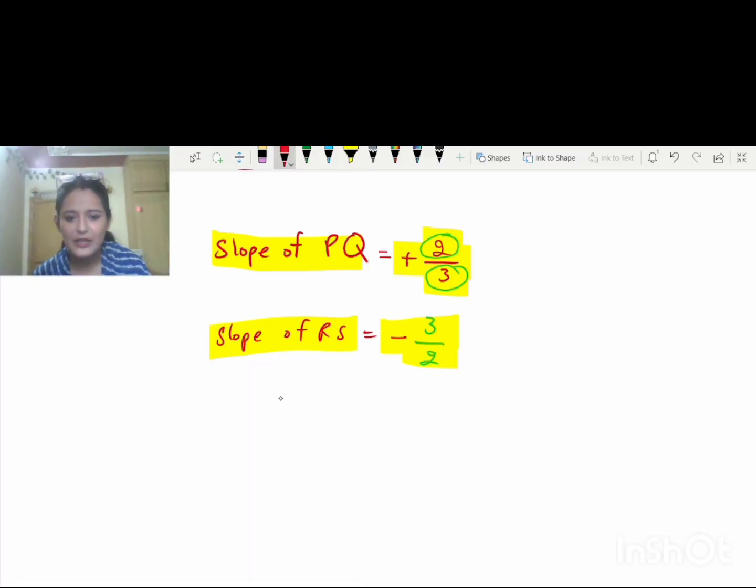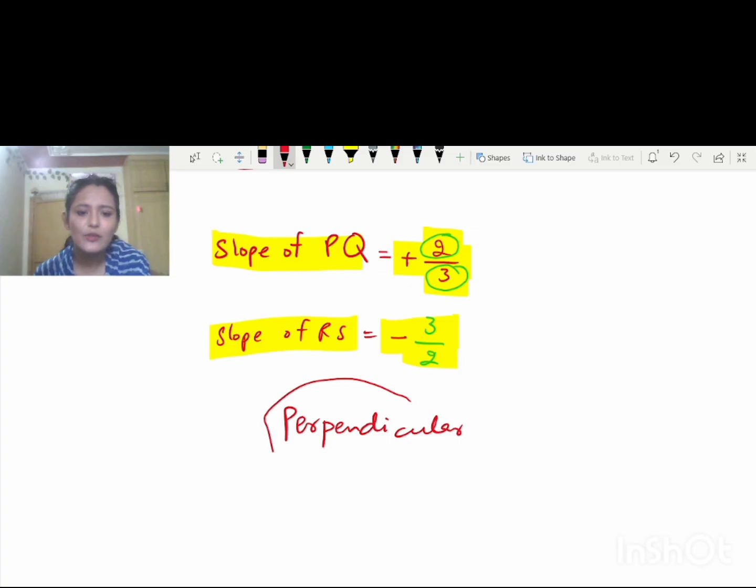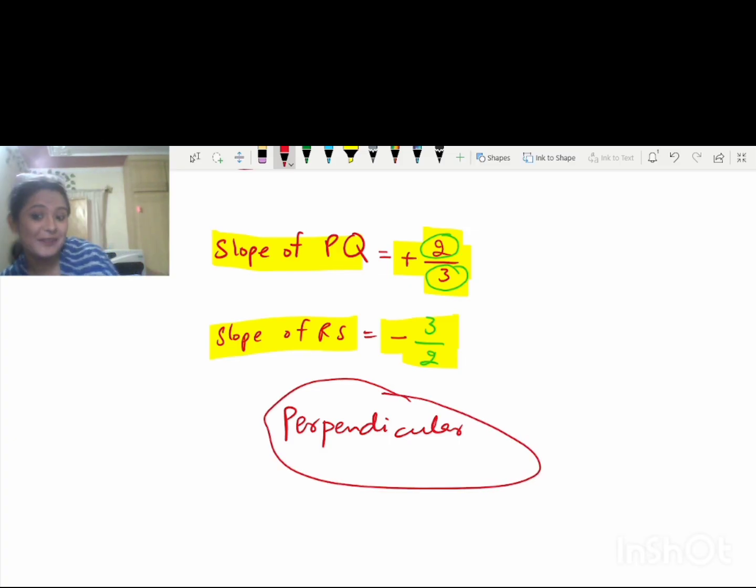Very important point. How can we tell, by seeing the slopes, whether the lines are perpendicular or not? You will check if the slopes are negative inverses of each other. If your answer is yes, that means your lines are going to be perpendicular to each other. I hope you got it. So you don't need to see the lines now. Just see the slope and tell if the lines are perpendicular or not. Okay students, I hope you got it.